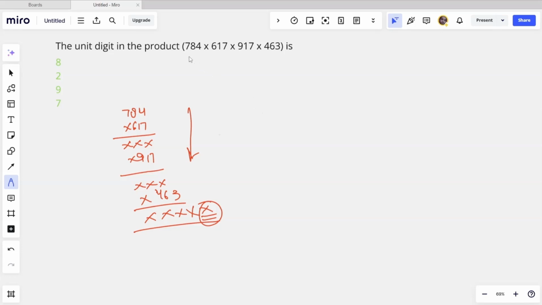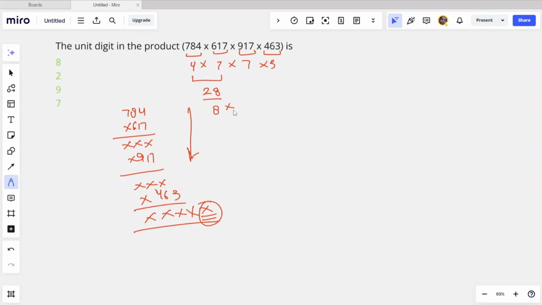We will simply find the unit digit of this, which is 4, into the unit digit of this, which is 7. What is the unit digit of this? 7. What is the unit digit of this? 3. If we multiply 4 and 7, we get 28. The unit digit of this is 8.